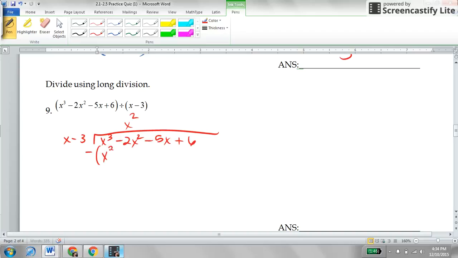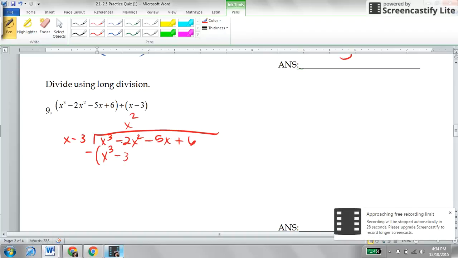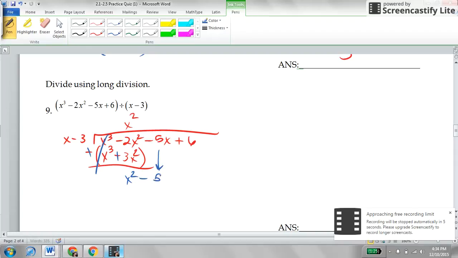I'm going to subtract x squared times x and x squared times negative 3x. So x cubed minus 3x squared. Distribute the negative sign. And it looks like this is going to continue in a second recording, but add down. This will be x squared minus 5x.